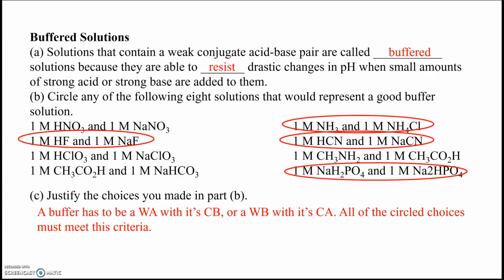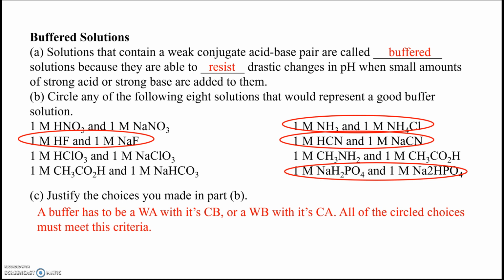Now, let's look more about the choices that are not circled. So HNO3, not a weak acid. Therefore, it's not a good choice for a buffer. When I look at choice 3 on the left side, again, HClO3, it's a strong acid. Therefore, it's not going to make a good buffer. Now, in the 4th choice on the left side, I've got a weak acid, all right, acetic acid, but now I have sodium carbonate. So the carbonate is not the conjugate base of this particular weak acid.